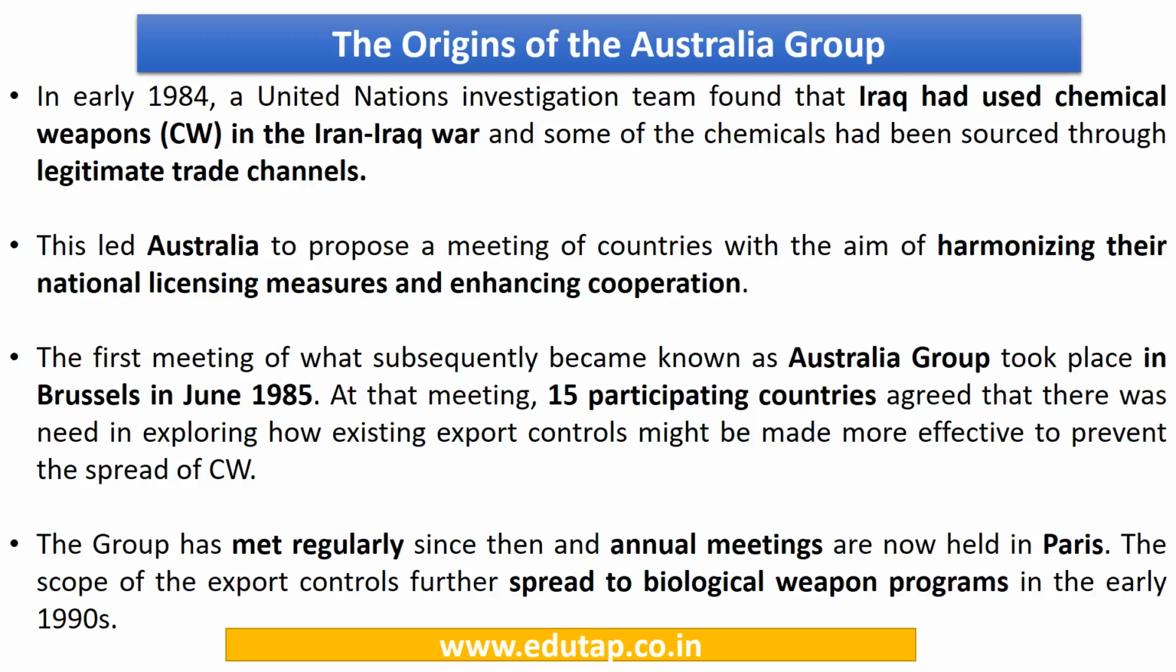The roots of origin of Australia Group lie in the Iran-Iraq War of 1984 when Iraq used chemical weapons on Iran. This led to the first meeting of Australia Group in 1985 in Brussels having participation of 15 countries. I repeat, 15 countries. Subsequently, the scope of the group further spread to biological weapon programs and annual meetings are now held in Paris.